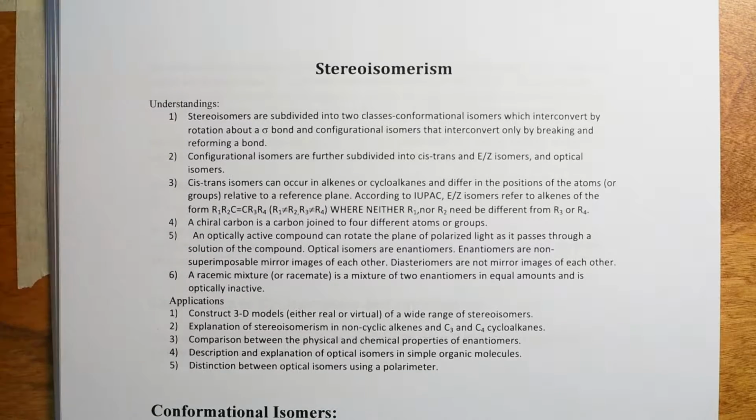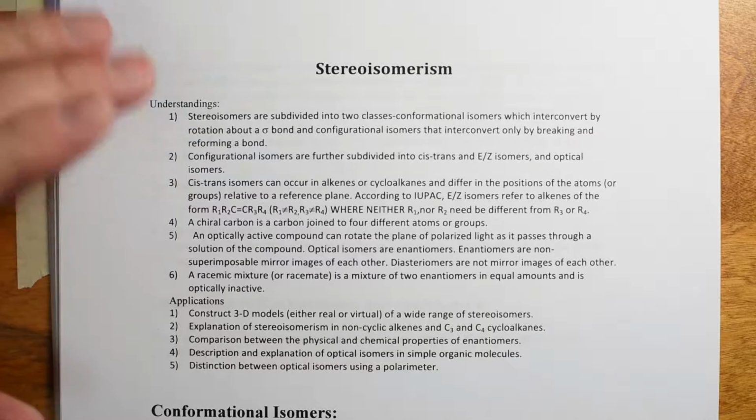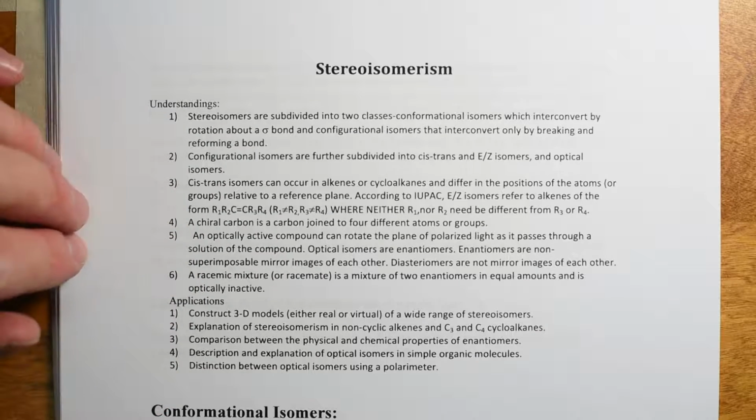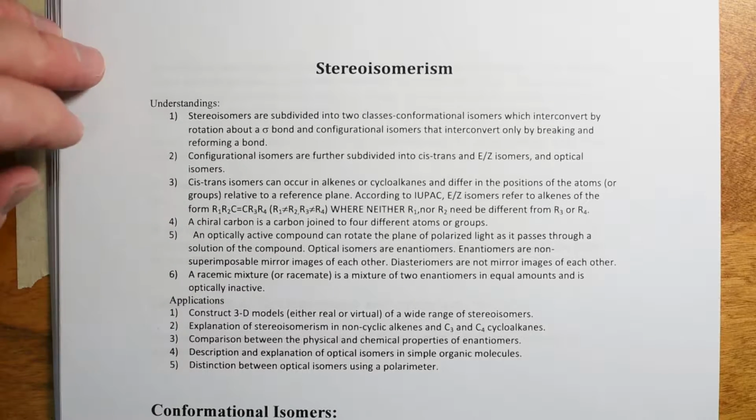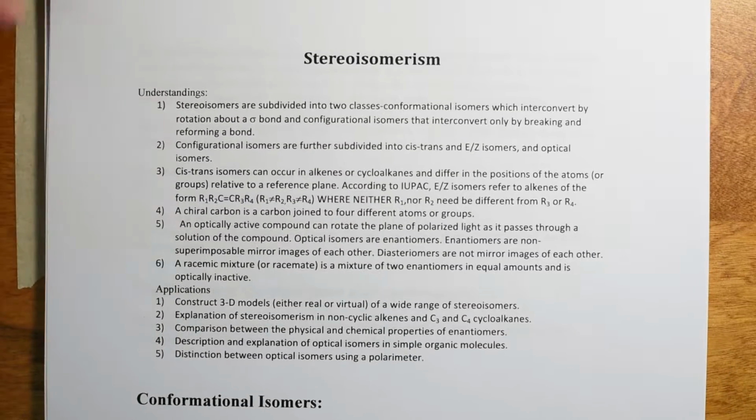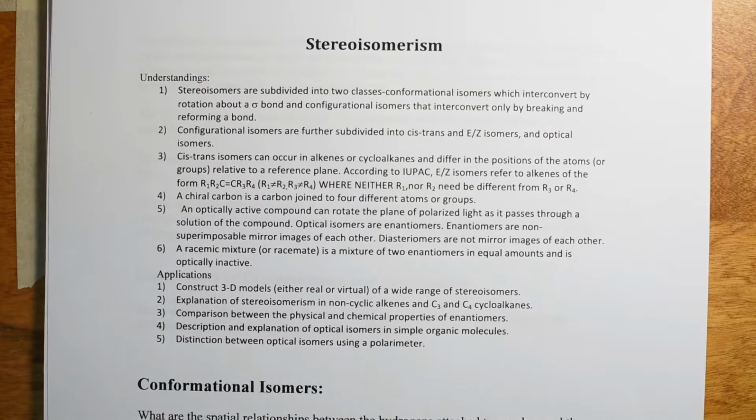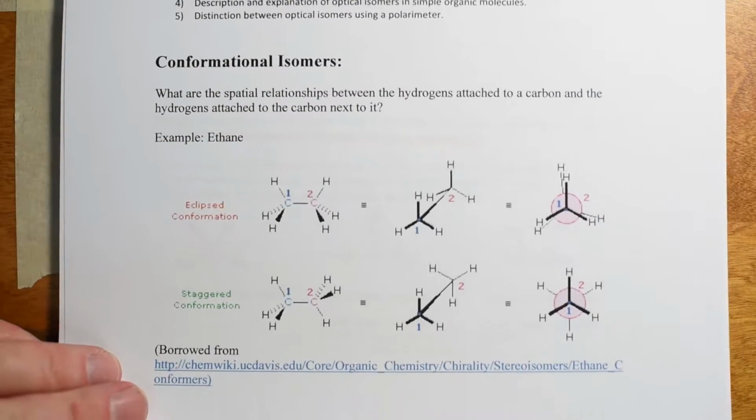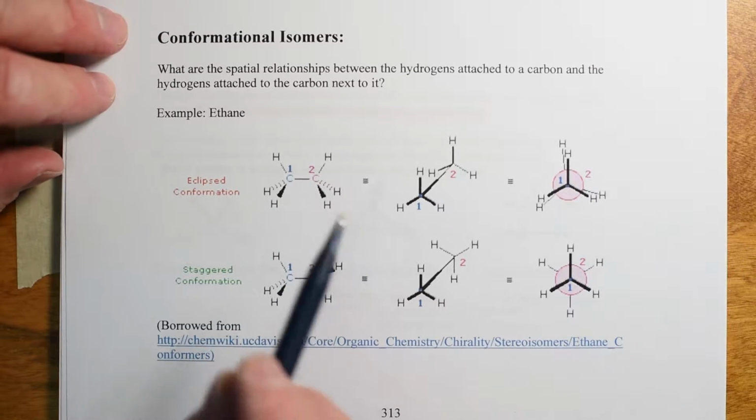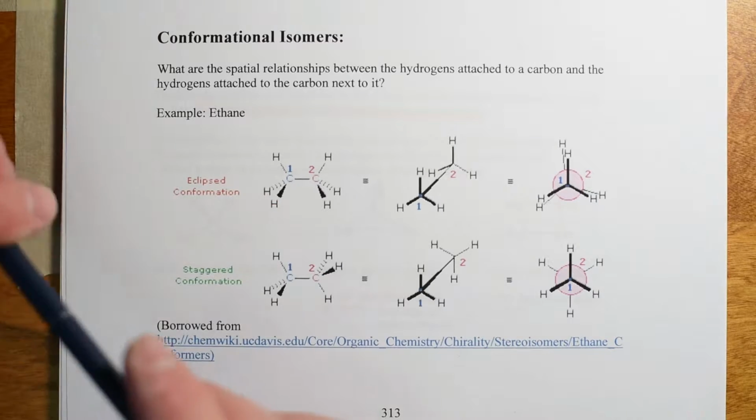So I've reproduced them here in your notes on page 313, and they give a lot of the little details about what it is that they want you to know, but it's all going to sound a little bit complicated if you just read it from there. So I'm just going to divide this up into a bunch of small sections. First section that we're going to talk about is conformational isomers. And this talks about the spatial relationship between the hydrogens attached to a carbon.